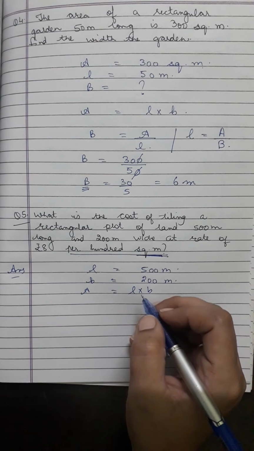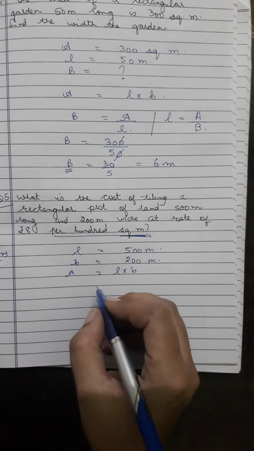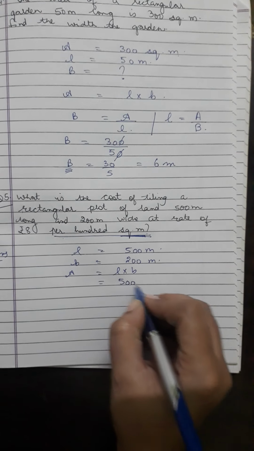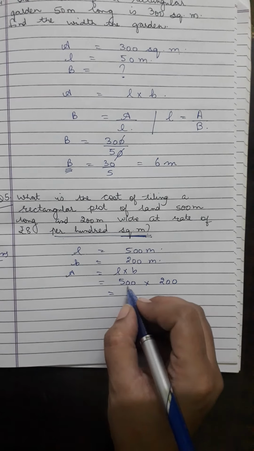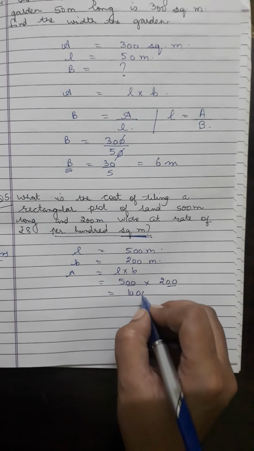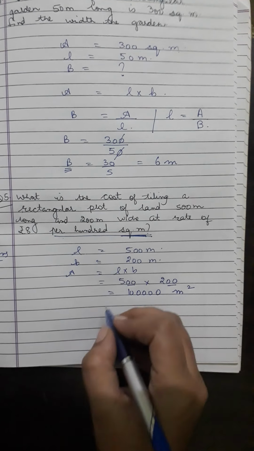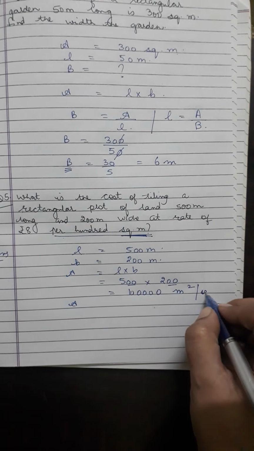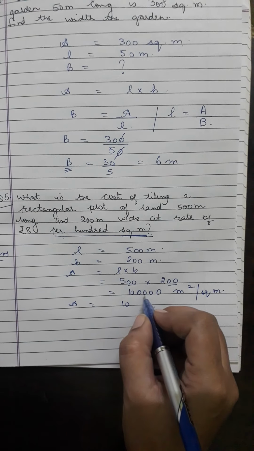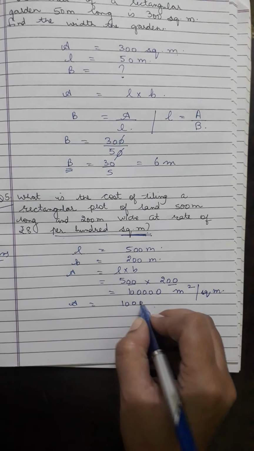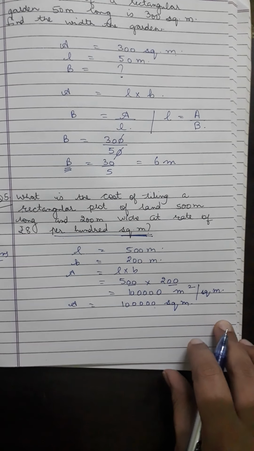It will be 500 multiplied by 200. 5 2s are 10, followed by 4 zeros, 1 2 3 4. And what are the units? It is meter square. So area, or you can write square meter. So area is 1 followed by 5 zeros square meters.